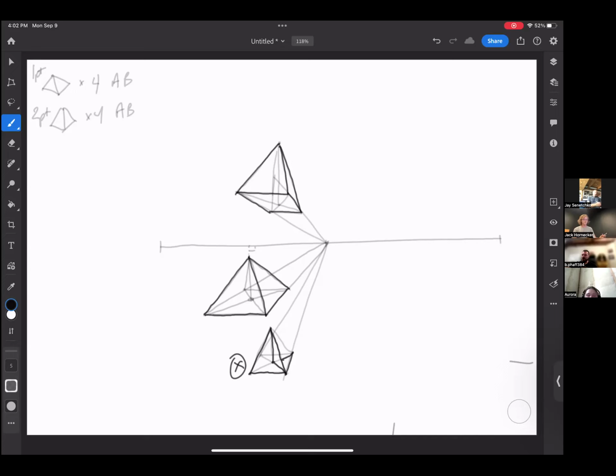Okay, so this is your 1 point pyramid above, this is your 1 point pyramid below. Any questions on how we did that?